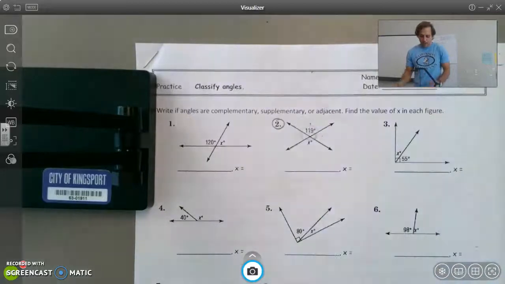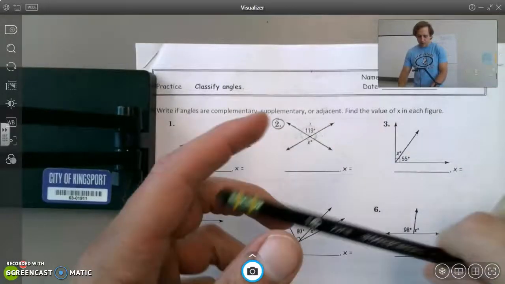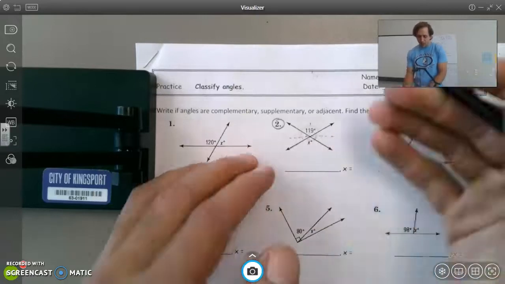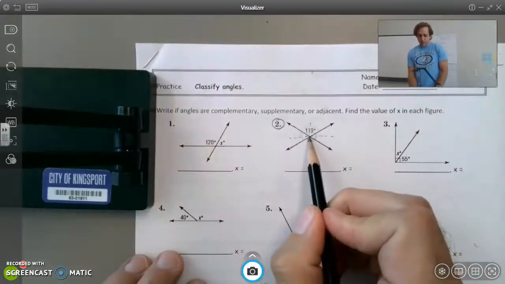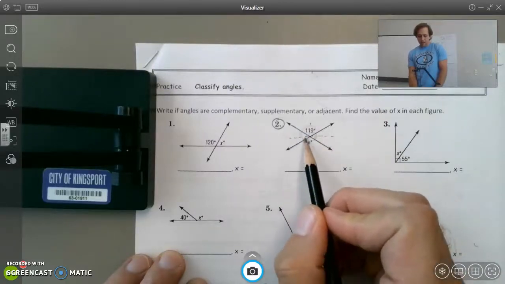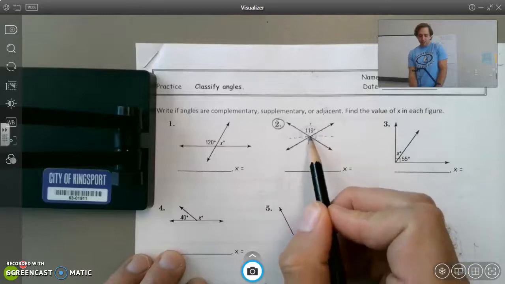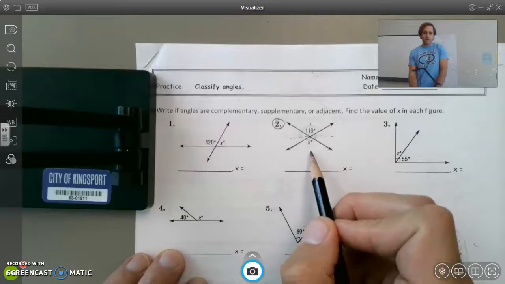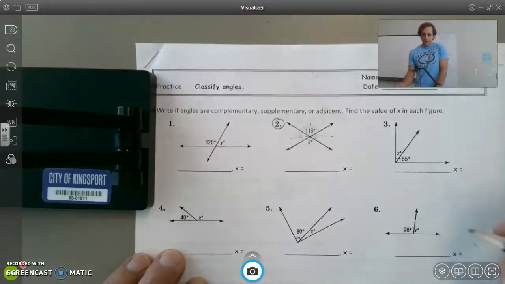Well, if I had a mirror here, we could just reflect this angle right over the intersection, and we would see that this angle is actually identical to the angle below it. These are vertical angles, and they're going to be identical to one another. They're going to have the same exact angle measure.